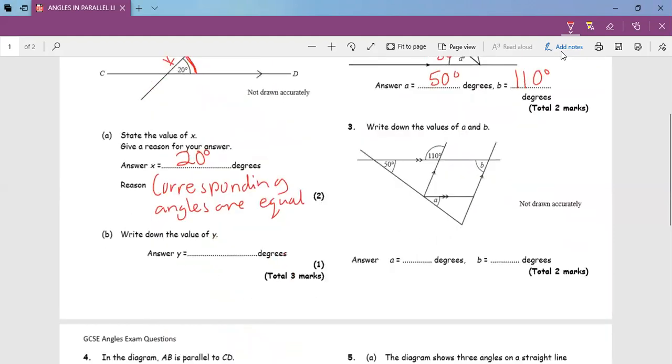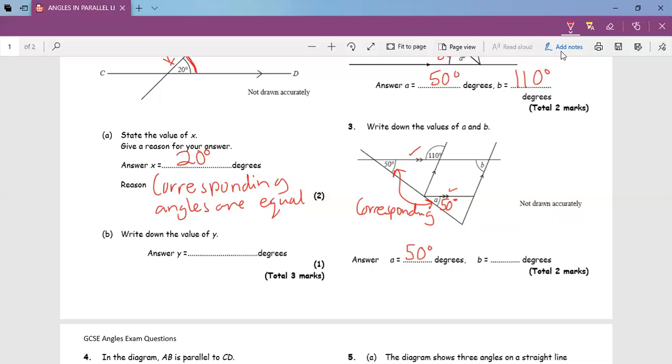We go to question number three. Write down the value of A and B. Again, A, because of the two parallel lines, this one and this one, A will be 50 degrees, because this 50 and this A, they are corresponding. And we know corresponding angles will be equal.